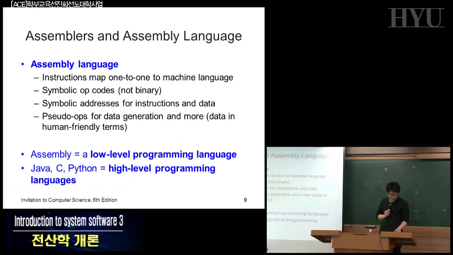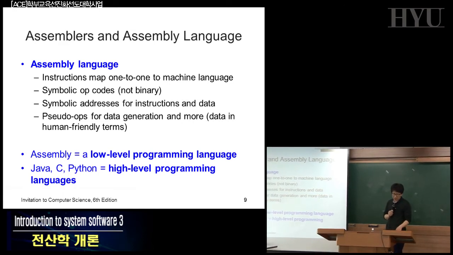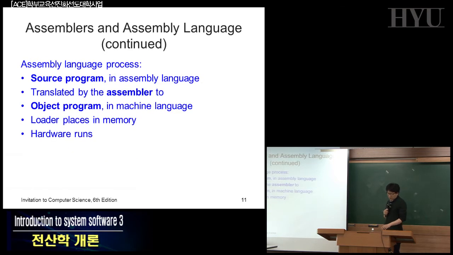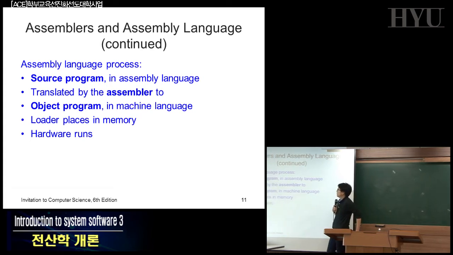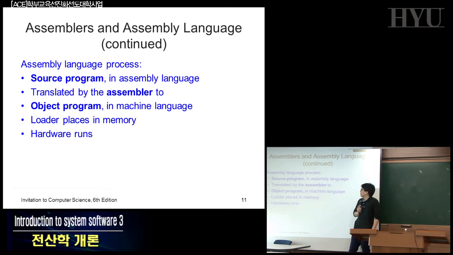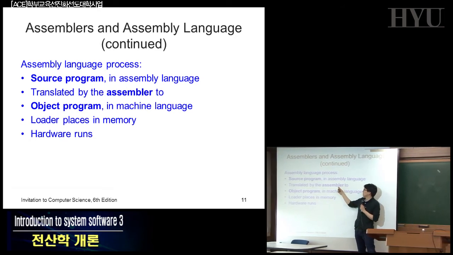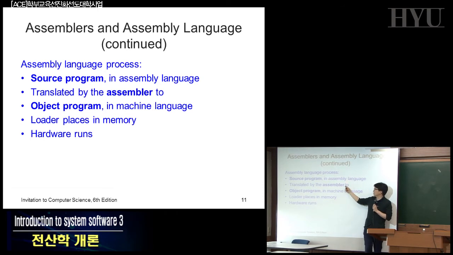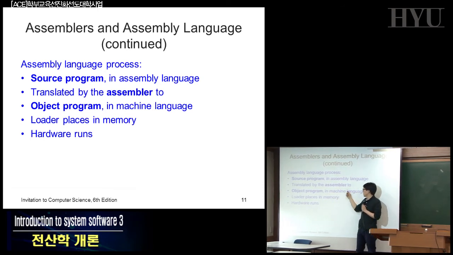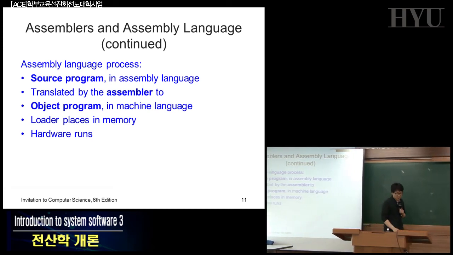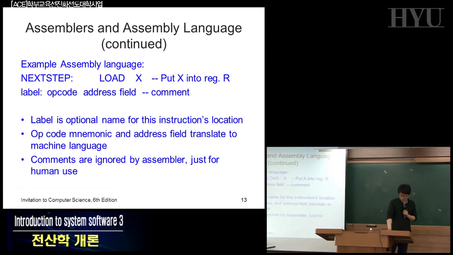Let me skip assembly language. I discussed assembly, a low-level programming language, and Java, C, Python, high-level programming languages. This is a simple map we discussed. And then this was one general process of creating an object and loading it into memory. Your program in C or assembly language is translated by the assembler, another system software, into an object program, machine language, and then loaded into memory, and hopefully your program starts running at that point. Okay, I've discussed this a few times, so let me skip a few slides that we discussed last time.